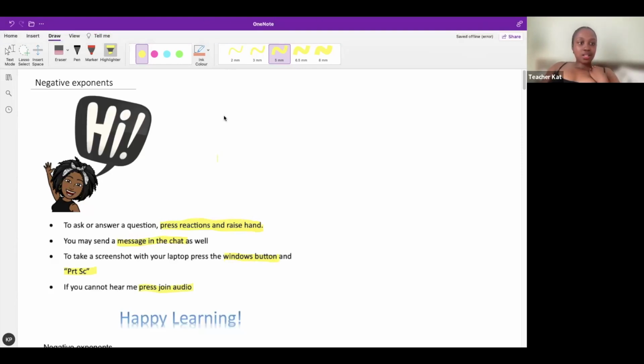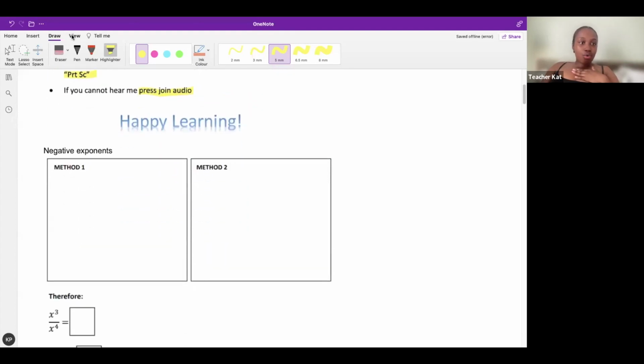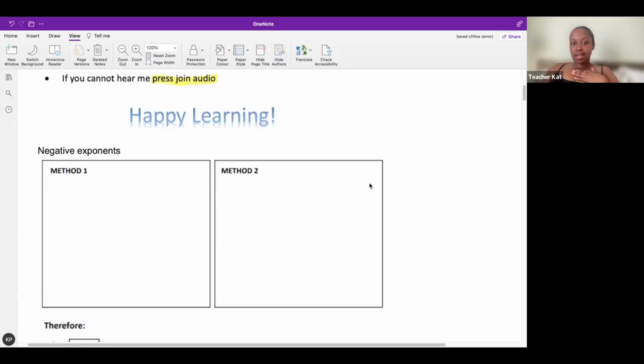In the meantime, let's get going. We're doing negative exponents today. And I'm going to start off by discussing the two methods for negative exponents.